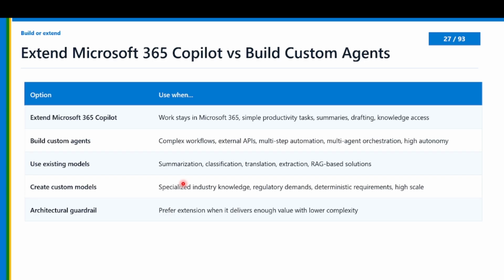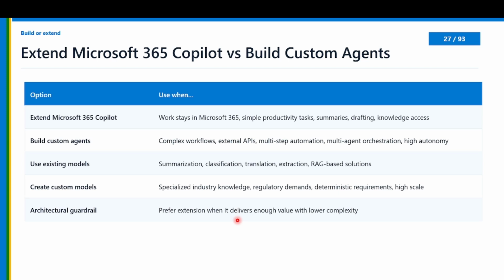So in that way you have a guardrail, and even with the MCP server, you still have a validator that will pass that information through the company policy to redact any unnecessary information that is not supposed to be exposed to the agent. So this process ensures guaranteed safety. These are the guardrails that you can implement. So prefer extension when it delivers enough value with lower complexity. So this is what we have here in building or extending.